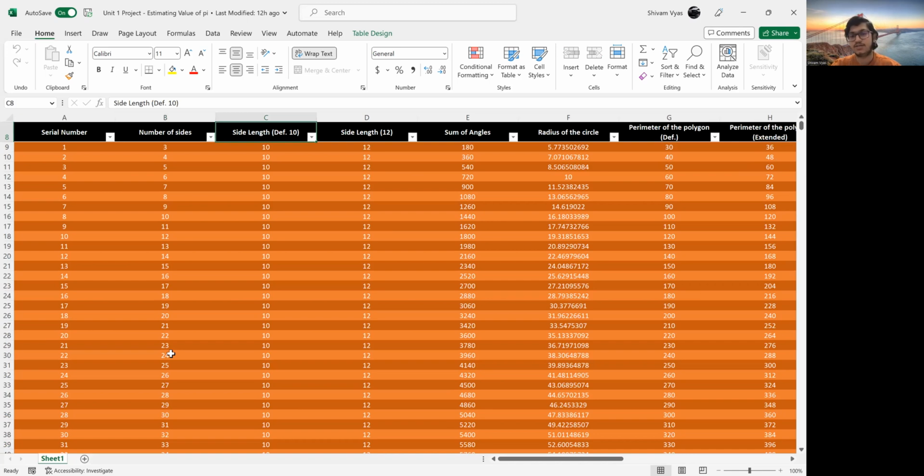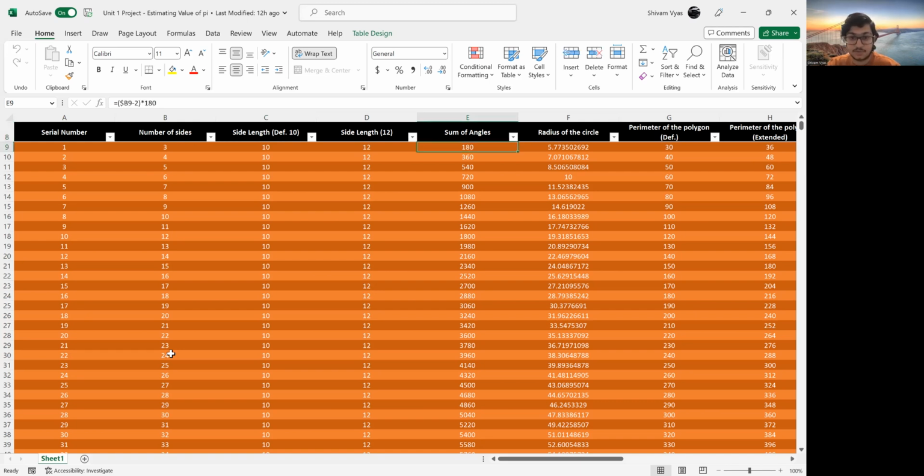Then I defined the side length of the polygon as 10. That's what I'm keeping as a default, and then another which is an extended one, a side length of 12. You can say units, centimeters, meters, kilometers, miles, anything that you prefer. Then comes the sum of angles, which is simply the sum of interior angles, not the exterior angles.